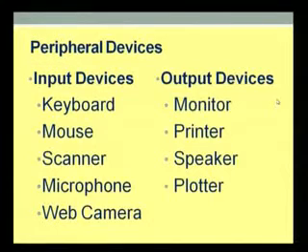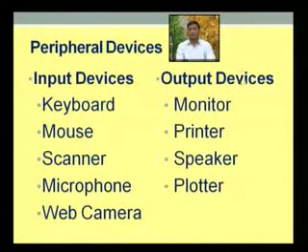Now we will see some different peripheral devices available inside our computer. Basically we use two types of devices, input devices and output devices. In the input devices we use keyboard, mouse, scanner, microphone, web camera, etc. And in the output devices we use monitor, printer, speaker, plotter and many other output devices, which we will see, but these are the general devices we use in our routine life.